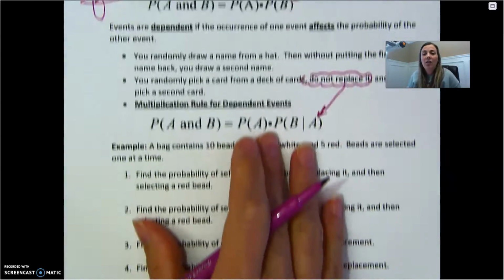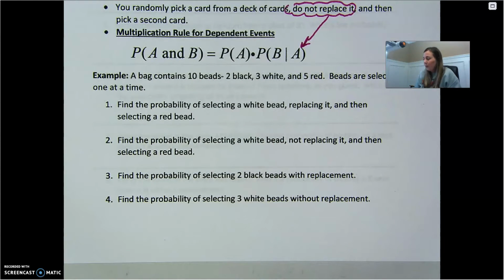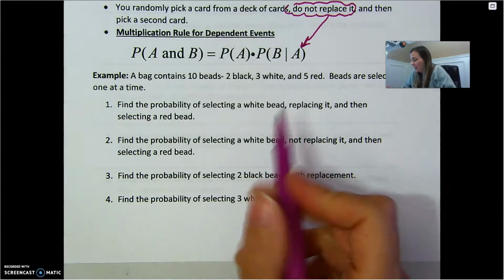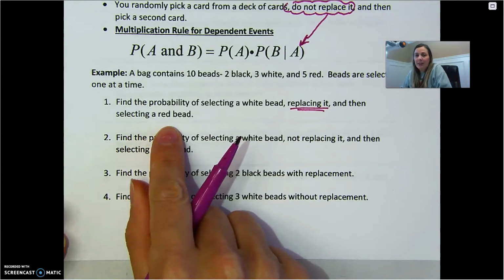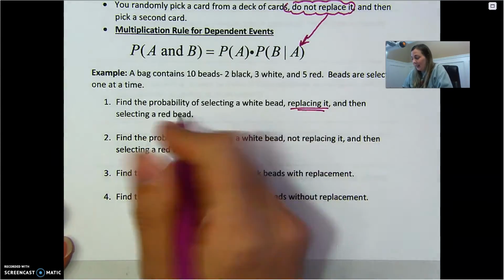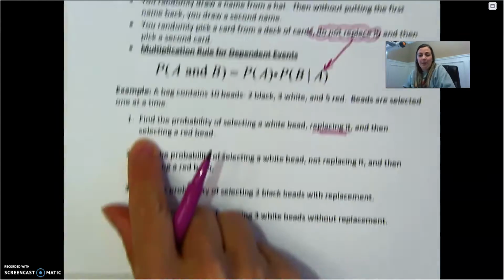All right, so let's just dive on in so you can see what these problems are all about. We've got 10 beads, 2 black, 3 white, 5 red. Beads are selected one at a time. Find the probability of selecting a white bead, replacing it, and then selecting a red bead. If we are replacing it, then this is considered independent events where we multiply them together.